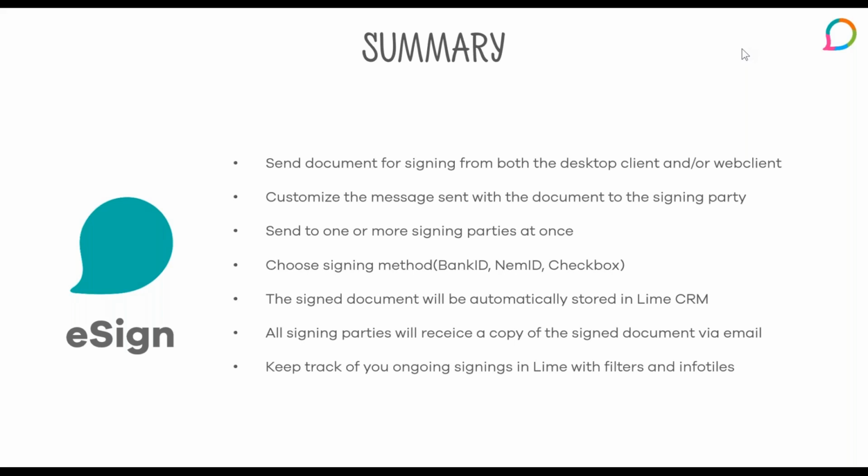So I got a really good question of how you can see what kind of interaction you have had with the recipients. So what you can do is that you can, on the signing table, see if they have opened the document or if they have signed it. So that is the kind of indications you get from eSign and the recipient.